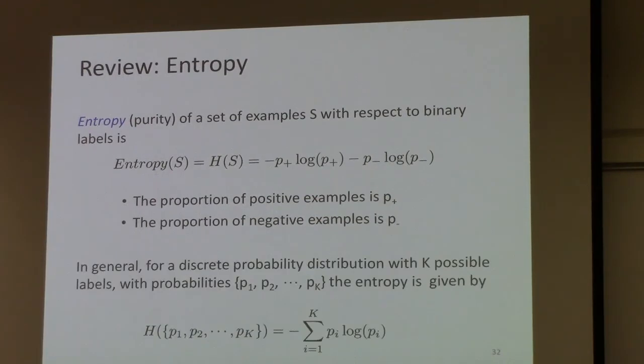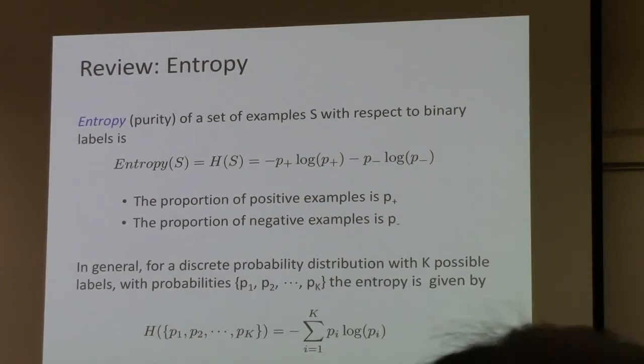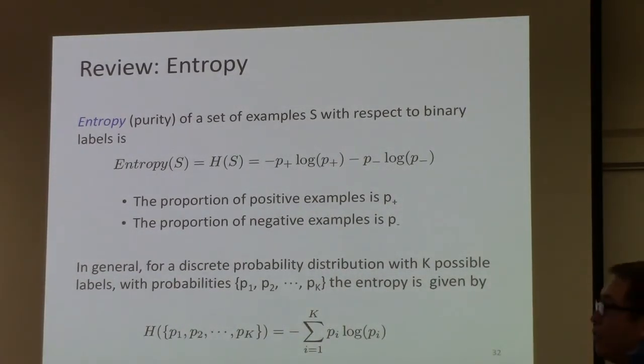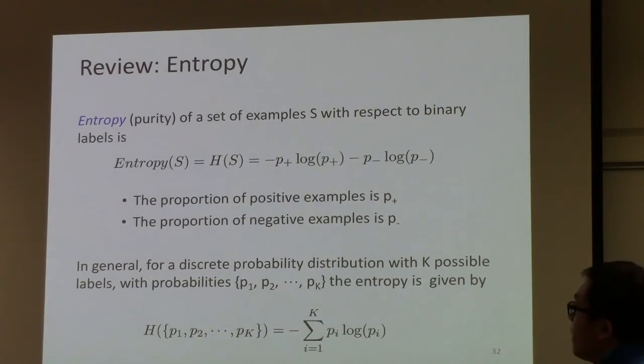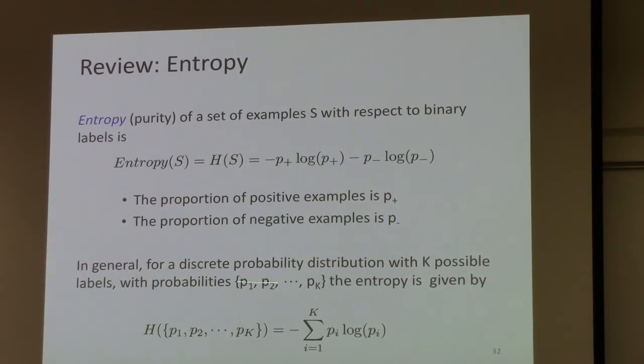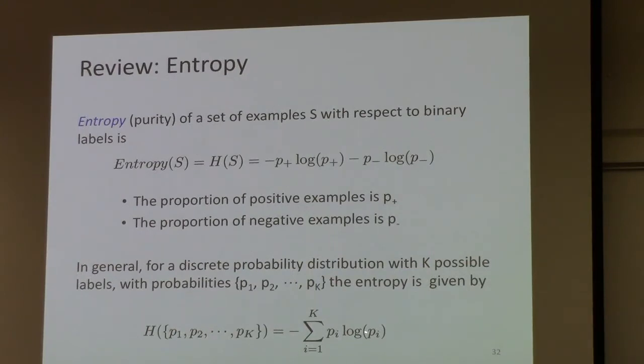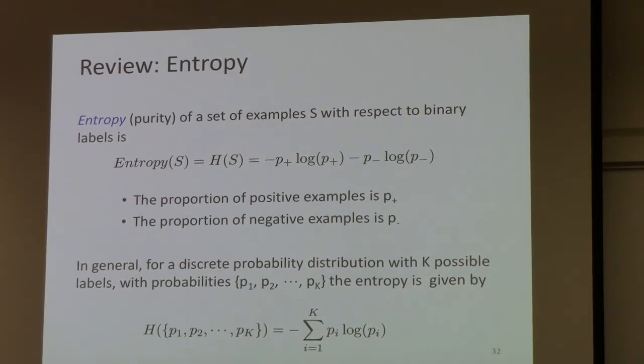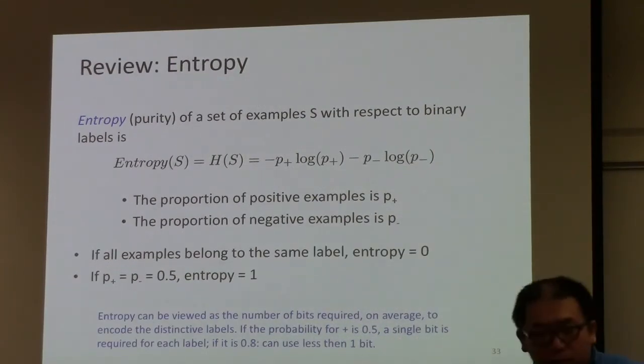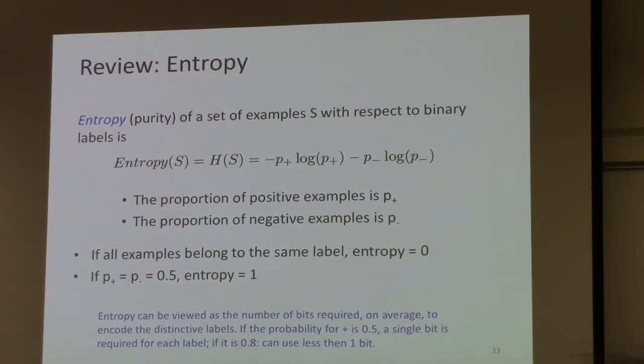And actually, in general, entropy can be defined over a discrete probability distribution. In this discrete probability distribution, we have k possible labels, and suppose each label k has probability pk. Then the definition of entropy is here. It's just a summation over all possible labels, and each summation term is the negative probability of that label multiplied by the logarithm of that probability. From this definition, we can find some interesting observations. The first is that if all the examples belong to the same label, then what is the entropy?